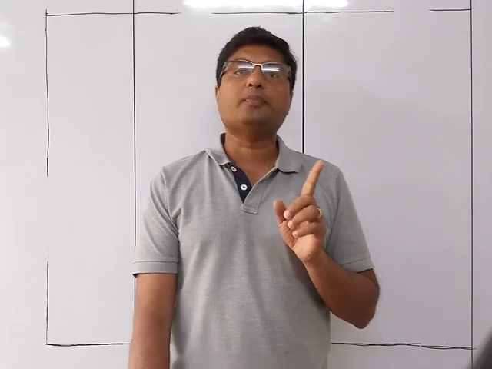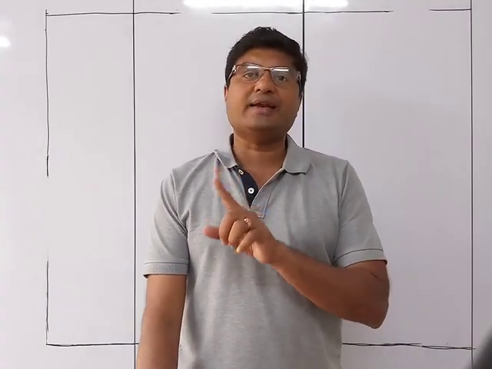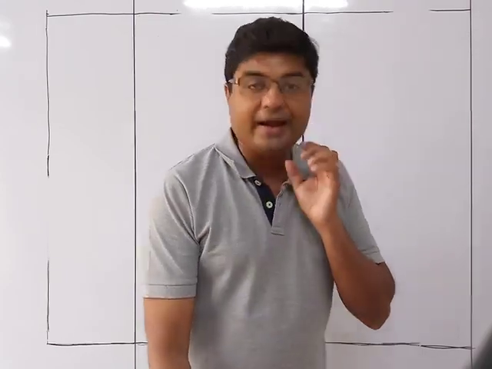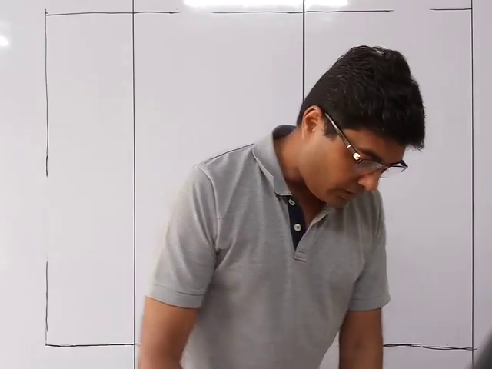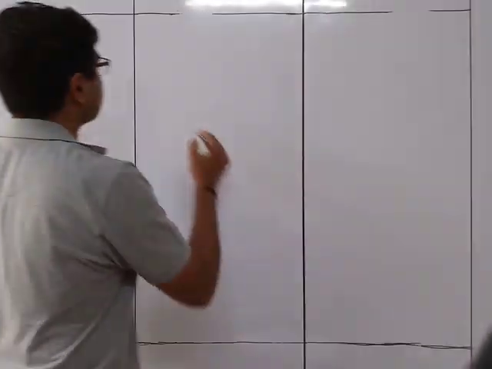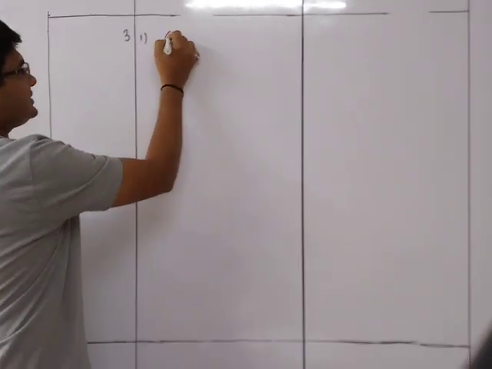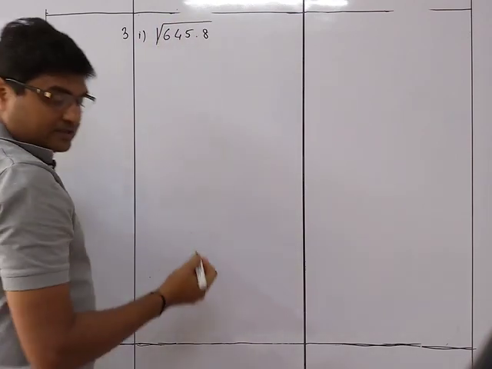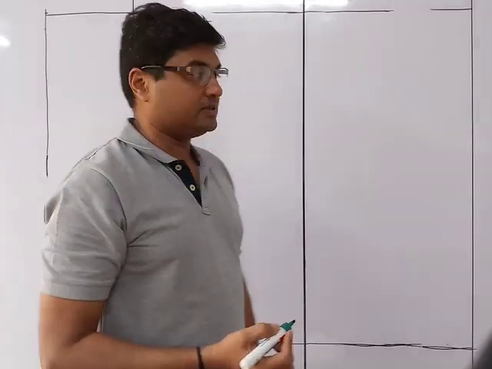Now when you want to do up to 2 decimal places, it is better that you go up to 3 decimal places and then round it off to 2 decimal places. So that is the ideal way to do it. So let's say the first sum of that particular thing. We have question number 3, first sum. It is given as 645.8. You want the square root of 645.8 up to 2 decimal places.